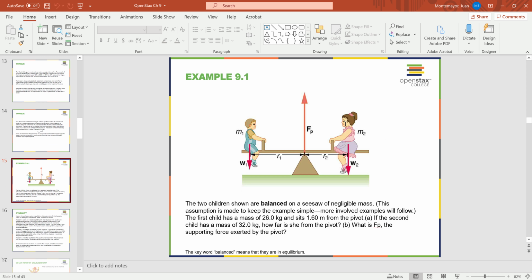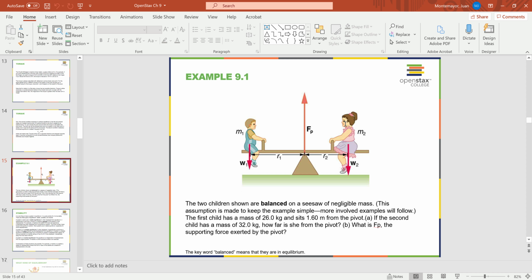So that brings us to example 9.1. The two children shown are balanced on a seesaw of negligible mass. So we're not taking the mass of the seesaw into account. This assumption is made to keep the example simple. More involved examples will follow.